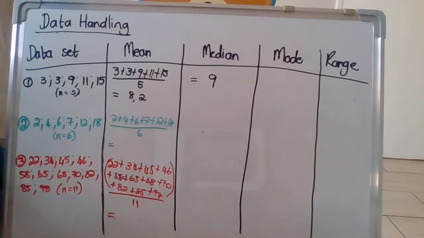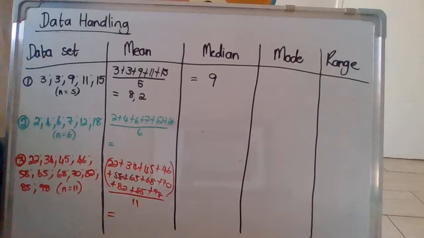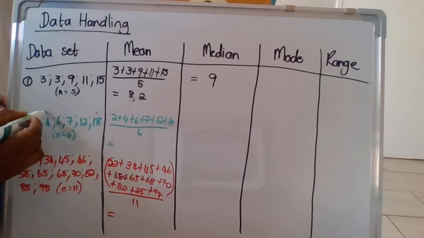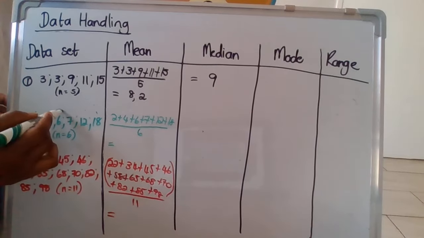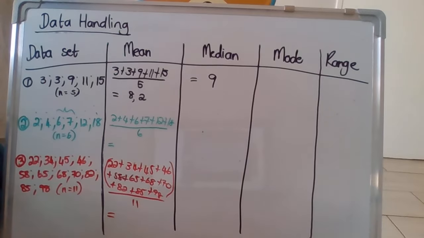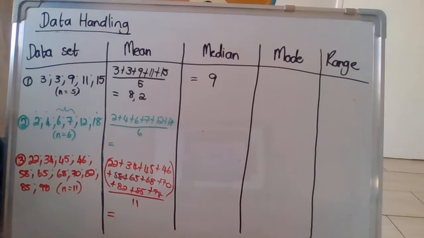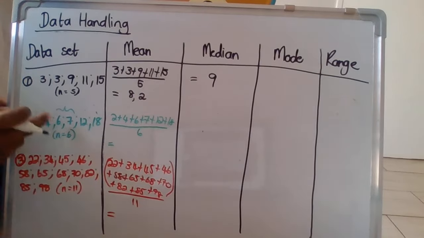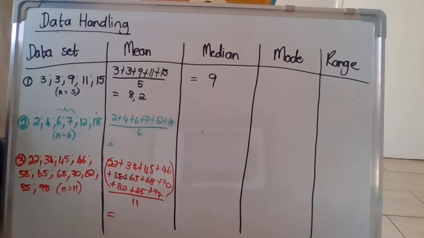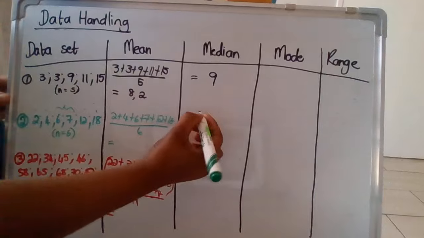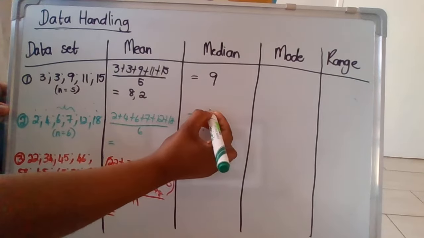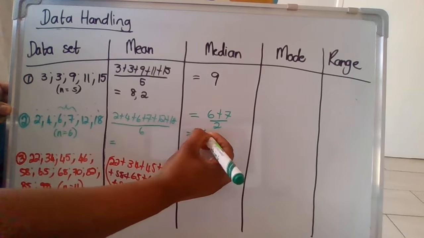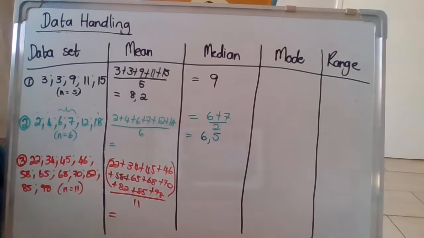Okay. Let's go on to number 2. So number 2, you can see I have 1 point on that side, 1 point on that side, 1 point on this side, 1 point on that side, and I have two values in the middle, which are my 6 and the 7. When you have an even number of values in your data set, you add the two middle values together and divide by 2. So you find the mean, the average. Here it's 6 plus 7 divided by 2. So this gives me my median is 6,5.